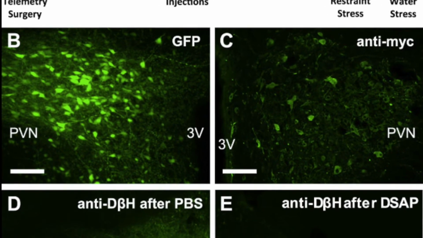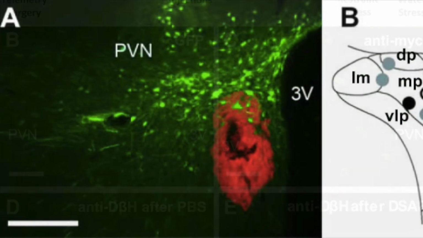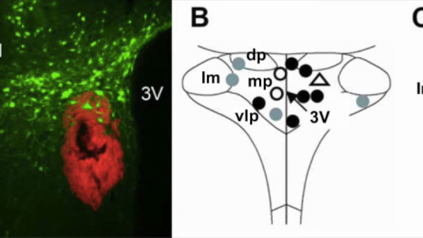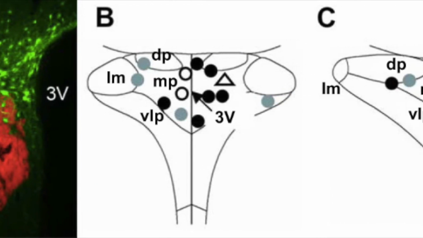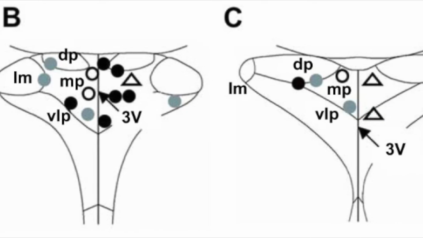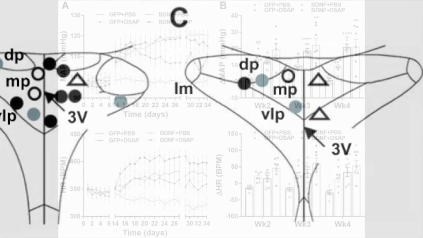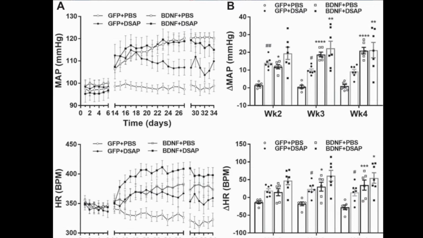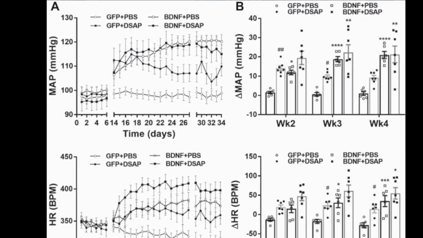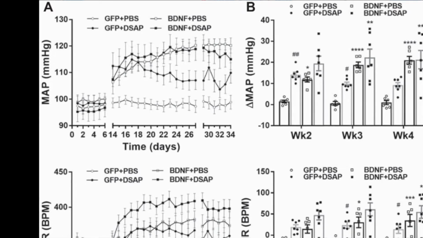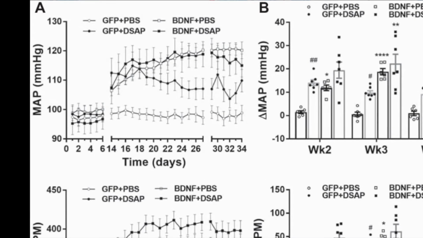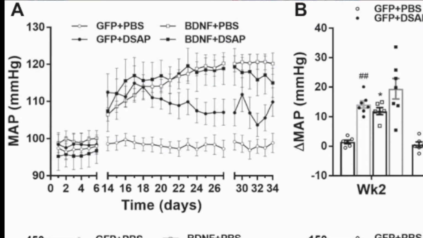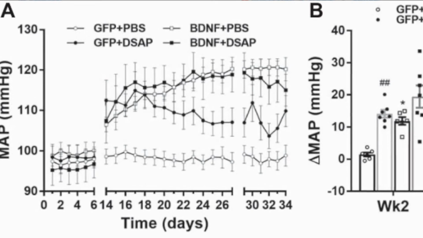BDNF overexpression in the PVN without NTS lesioning significantly increased mean arterial pressure in awake animals. The saporin treatment also increased mean arterial pressure in the GFP group, but failed to affect mean arterial pressure in the BDNF group. In addition, hypotensive responses to PVN injections of the beta-adrenergic agonist isoproterenol were significantly attenuated by BDNF expression. In summary, increased BDNF expression in the PVN elevates blood pressure in part by downregulating beta receptor signaling and diminishing hypotensive catecholaminergic input from the NTS to the PVN.